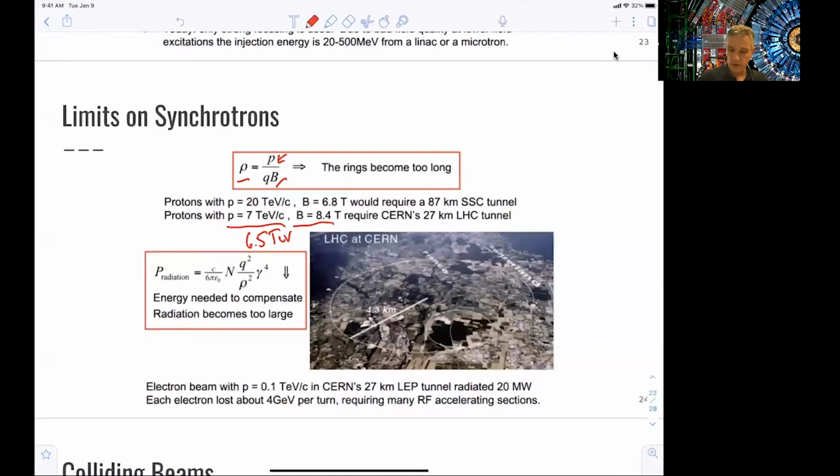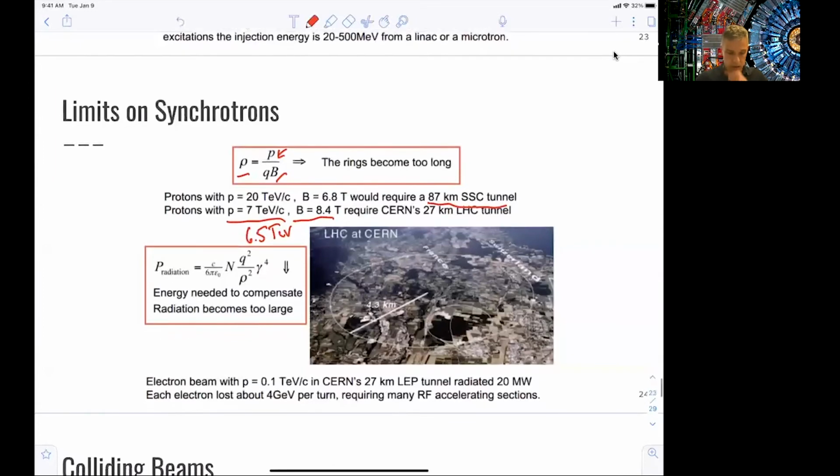The previous concept and construction had started in Texas in the United States in the so-called SSC tunnel, which was much, much larger and required an 87 kilometer tunnel. The idea was to get protons to energies of 20 TeV with magnets of 6.8 Tesla. Okay, this is one limitation, the size of your tunnel.